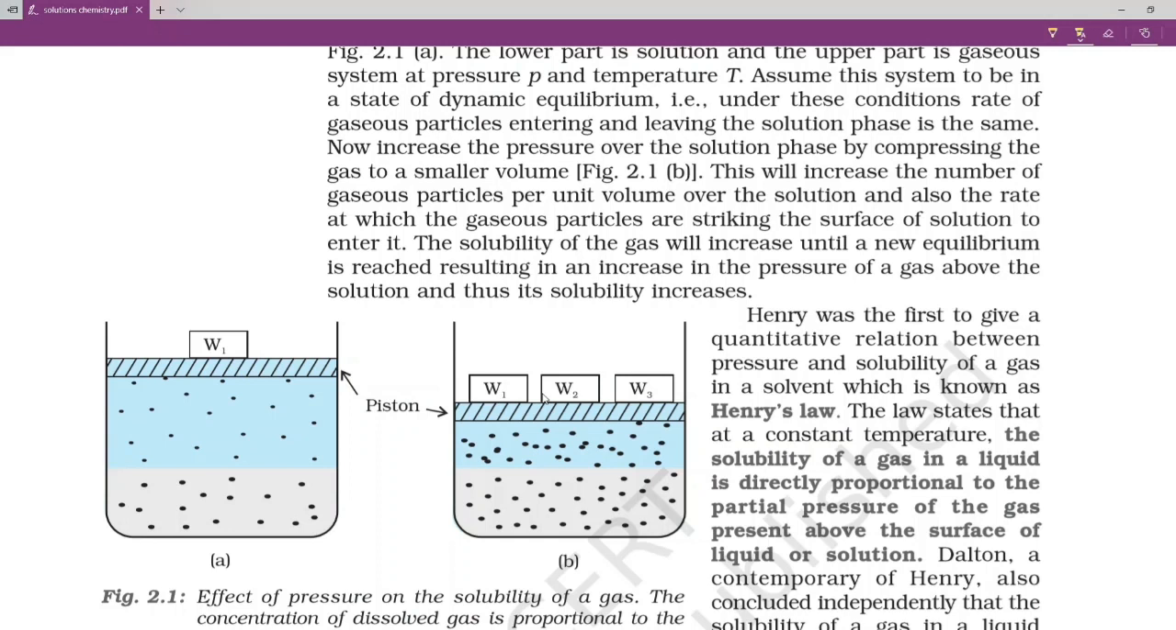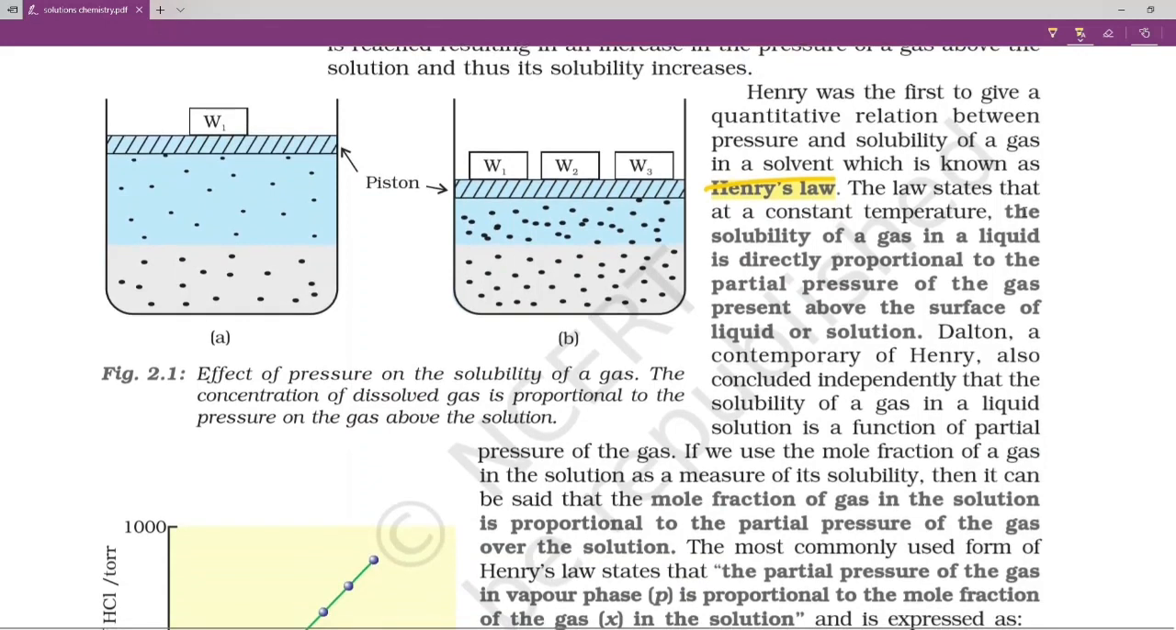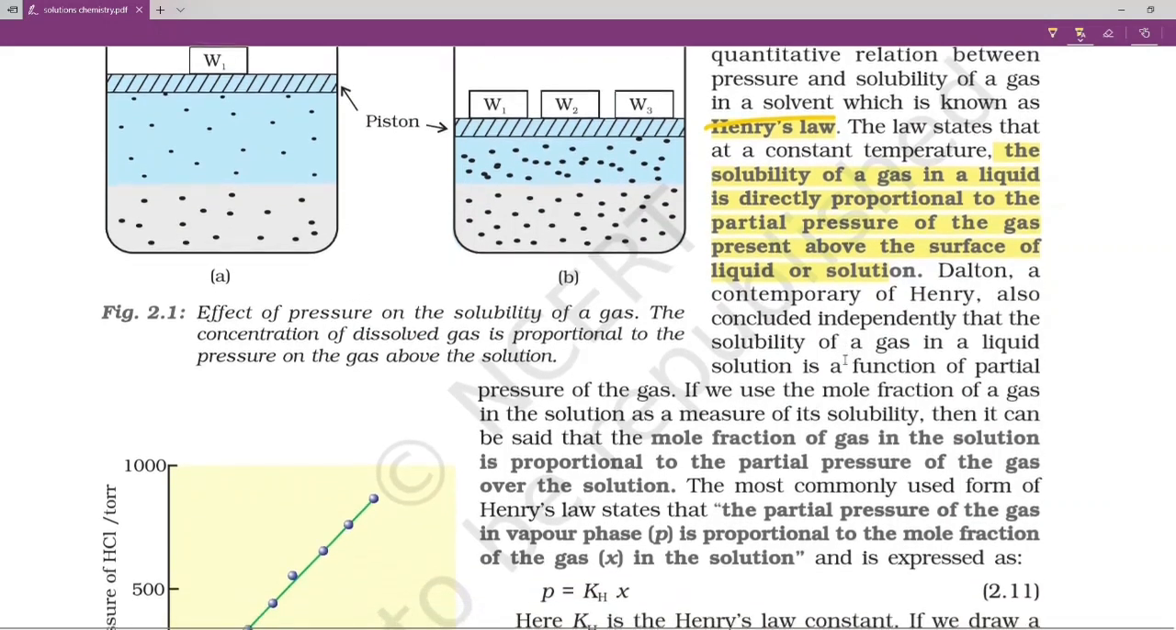This behavior of gases, that is their increase in solubility with pressure above, was first studied by Henry, the scientist, and he stated this behavior in terms of a simple law, which is called Henry's law. It is kept in his name only. So what is Henry's law? He says that the solubility of a gas in a liquid is directly proportional to the partial pressure of the gas present above the surface of a liquid or solution.